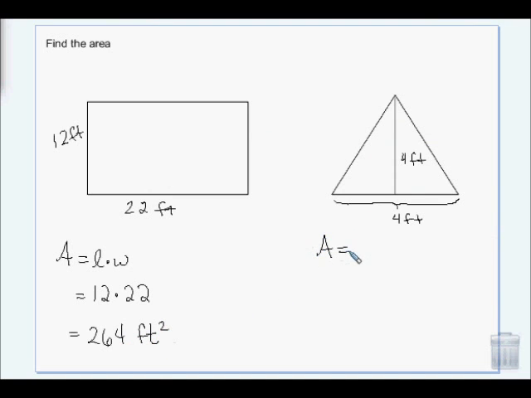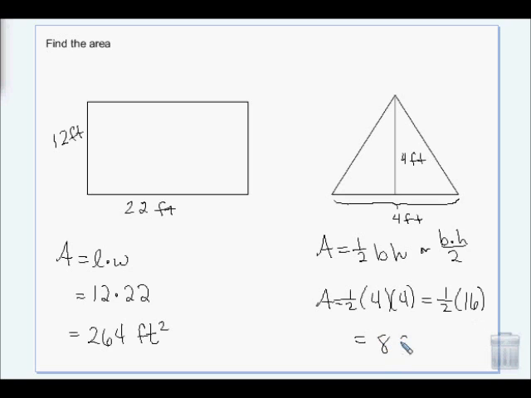Area of a triangle is 1/2 base times height. Or you could say base times height and divide it by 2. Same thing. So I have 4 times 4, which is 16. And half of 16 is 8 feet squared.